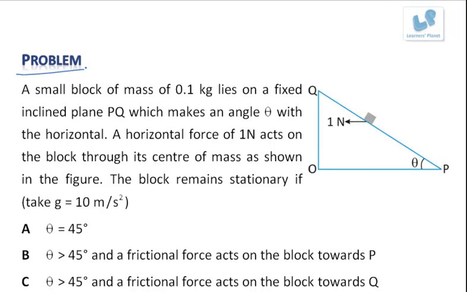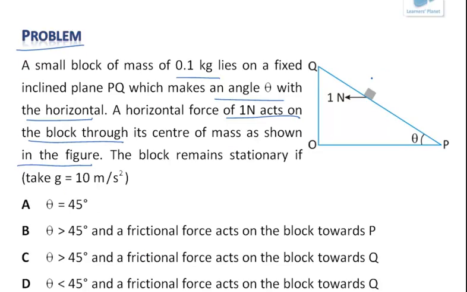Now let us look at the next problem. A small block of mass 0.1 kg lies on a fixed inclined plane PQ, which makes an angle theta with the horizontal. A horizontal force of 1 Newton acts on the block through its center of mass as shown in the figure. The block remains stationary if, okay, so we have to see which of the four options is or are correct. Okay, now let us try to make the FBD.